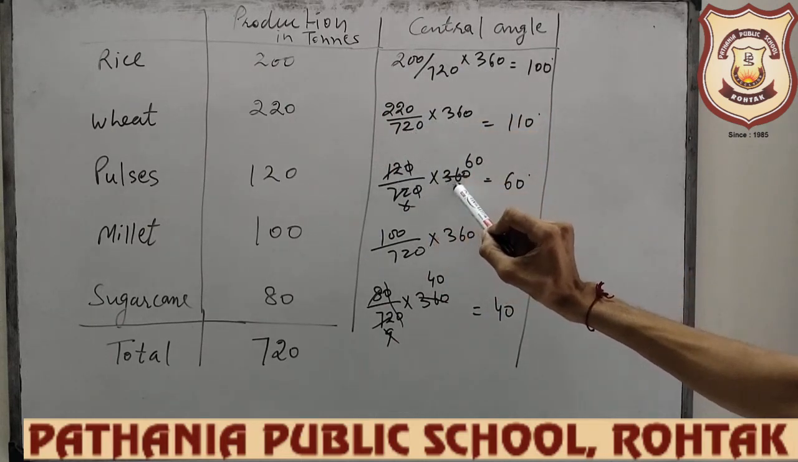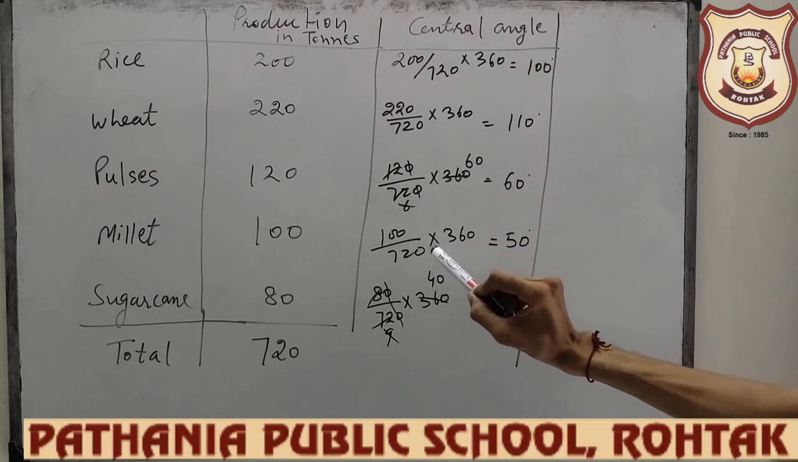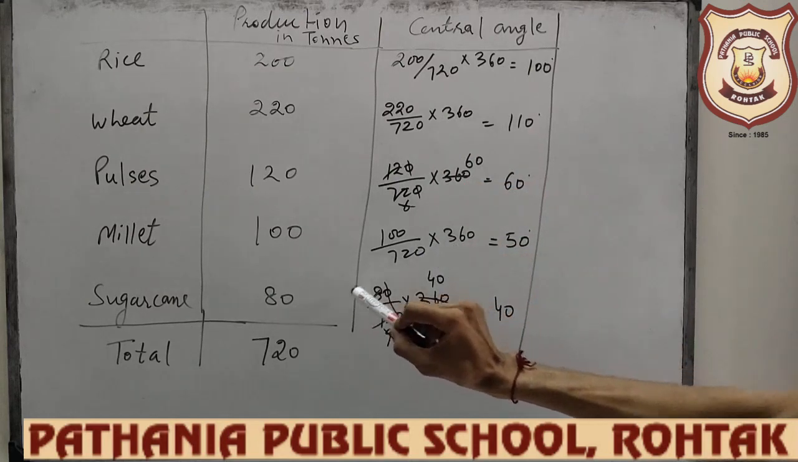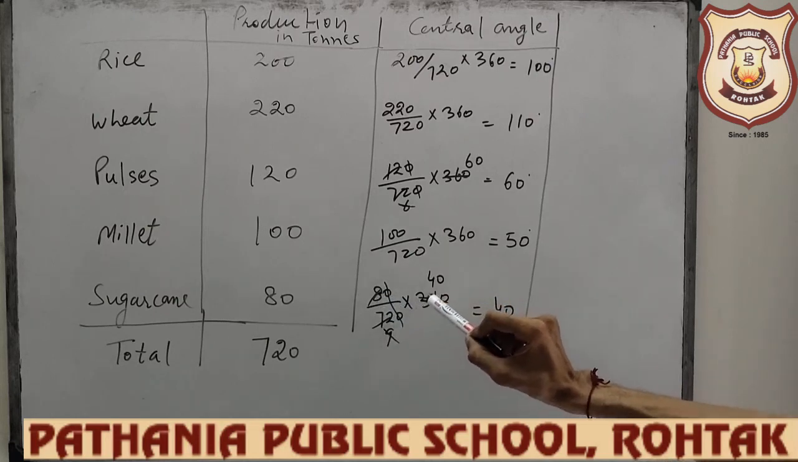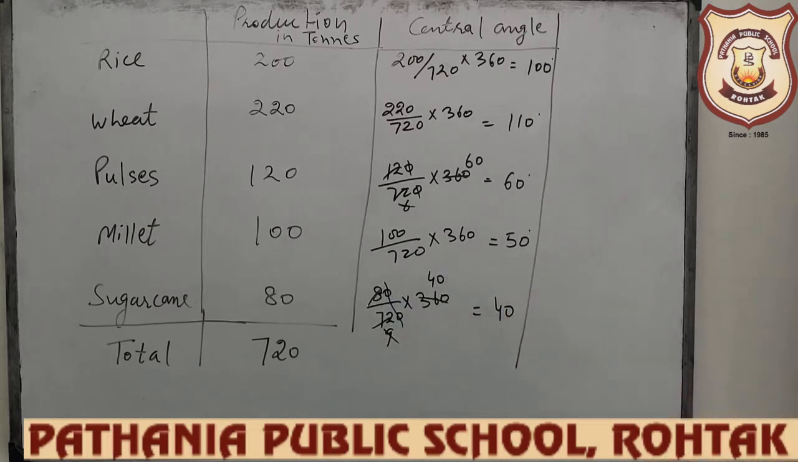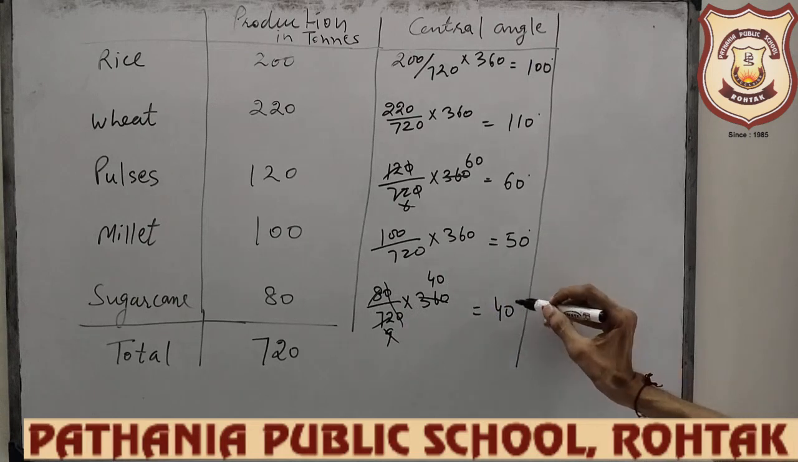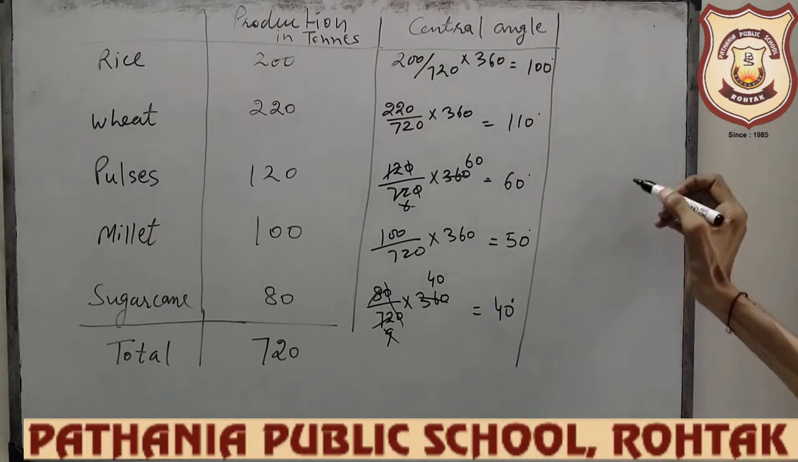120 upon 720 into 360. 100 upon 720 into 360. 80 by 720. 0 to 0 cancel. 8 9 is 72. 9 4 is 36. This angle is 40 degrees. So all these angles are there.